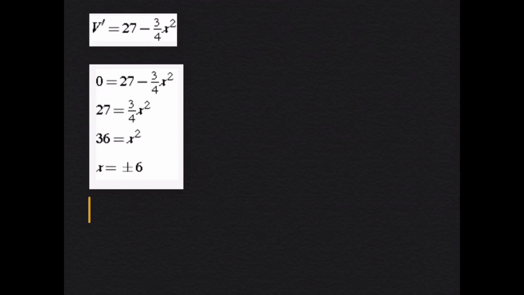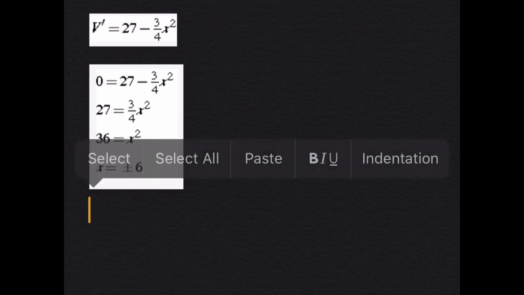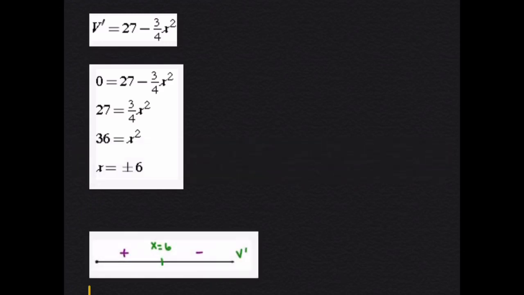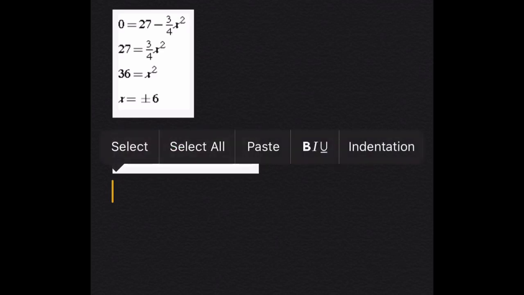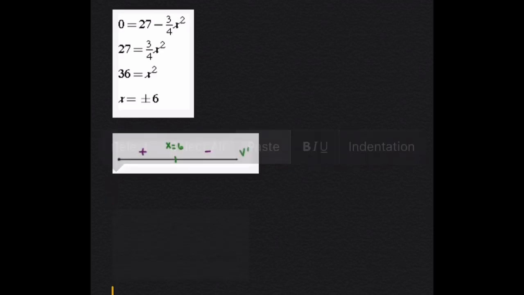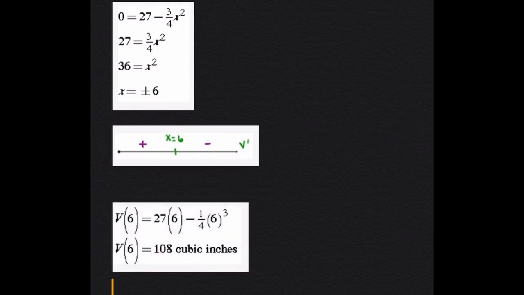We now perform a number line analysis to determine whether we are going from a relative maximum or relative minimum. We see that it goes from positive to negative, therefore it is a local maximum at that point. We now can plug the critical value of 6 back into the volume equation, and we get 108. Therefore, the maximum volume of the open box is 108 cubic inches.